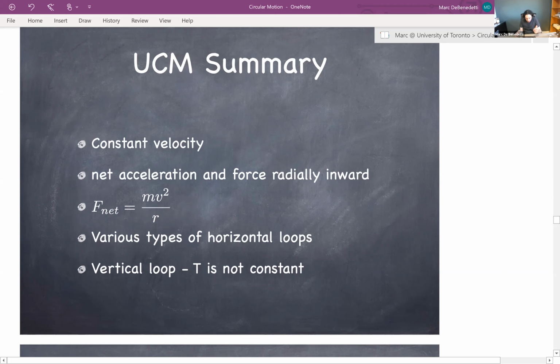Nothing really changes. F net is really the same. It's still F net equals ma. The only difference is it's a sub c, centripetal acceleration instead of linear acceleration. So you can swap out a for v squared over r. But everything else, I'm sure you've seen previously, is the same type of analysis as before. It's free body diagram, F net equals ma.